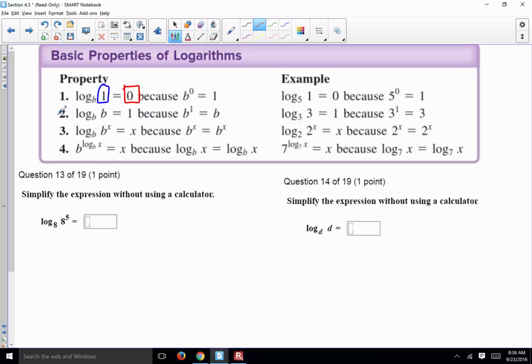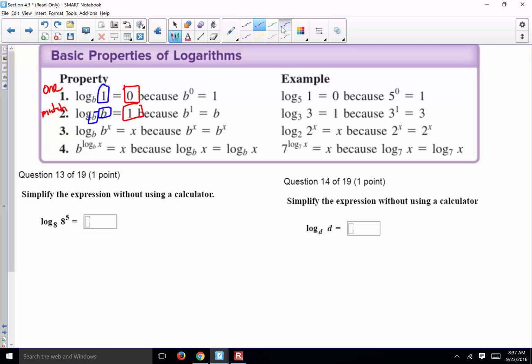Please do know these 4 properties. They make our calculations a lot faster, more efficient. Okay, if you have these two numbers matching, the answer is always 1, no matter what b you take. B is 10, b is e, b is 100, b is 1 over 2, even rationals. If you see these are matching, it's 1. So this is the property of 1. If you see 1, it's 0. This is the property of matching number and base.